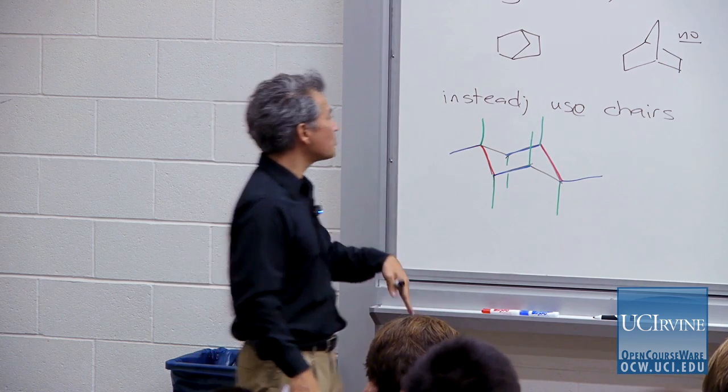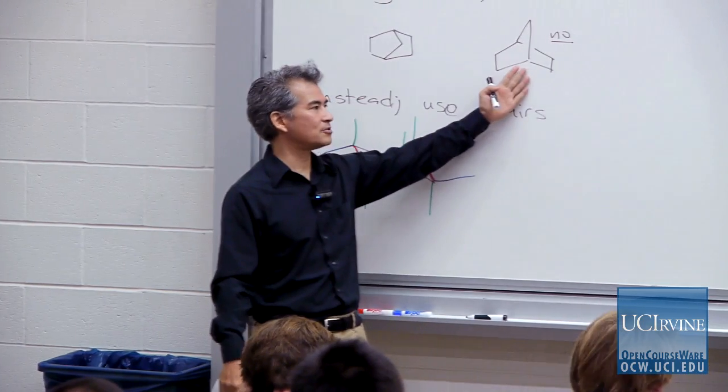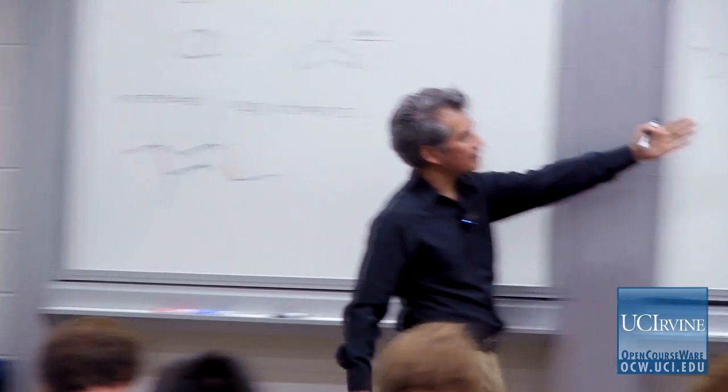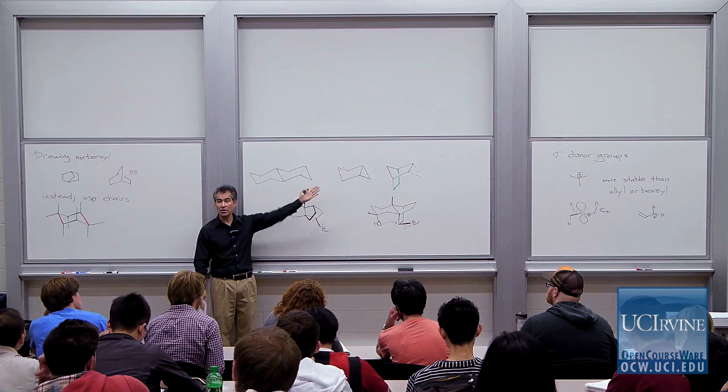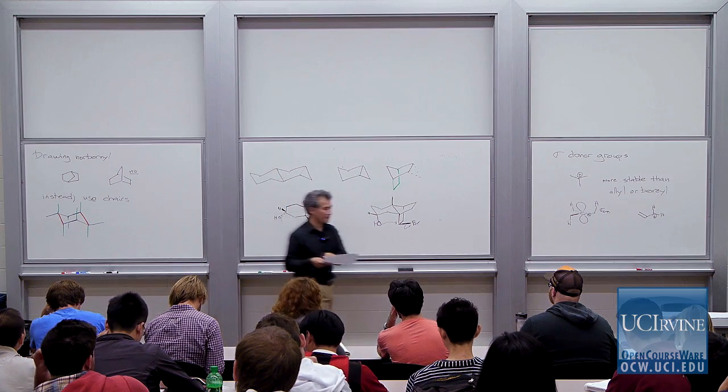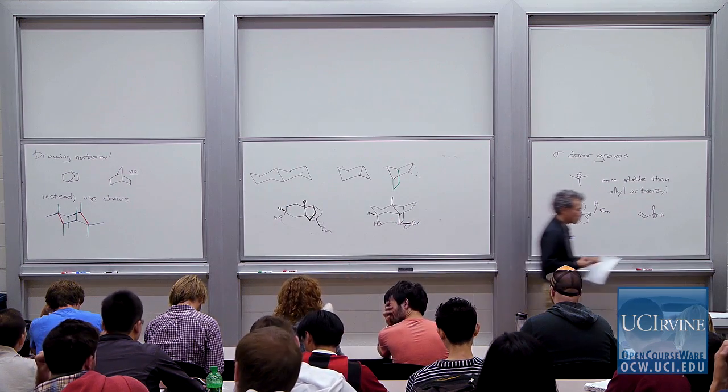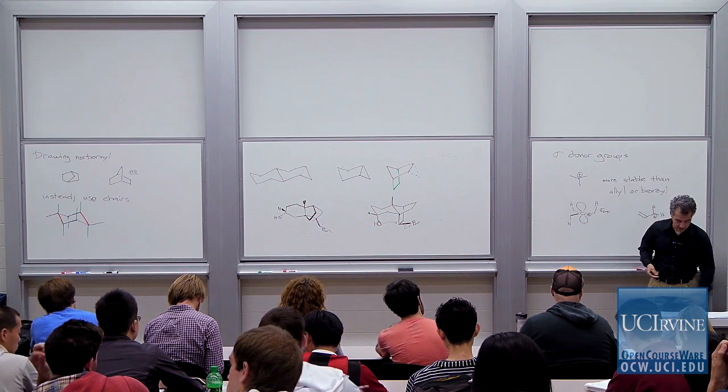And I expect you to draw Norbornyl not like this. I don't want to see you draw it like this. I want to see you draw it like this over here so you can fuse on other six-membered ring chairs. And I'm going to give you problems where you need to see those relationships.